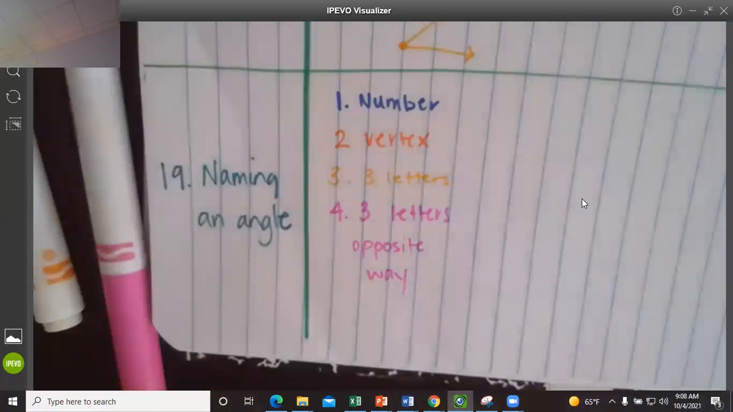Now, word 18 is not going to be on your test. Oh, and I forgot to put 19 on your test, but I'll have to do that. Oops. Hopefully an easy test.